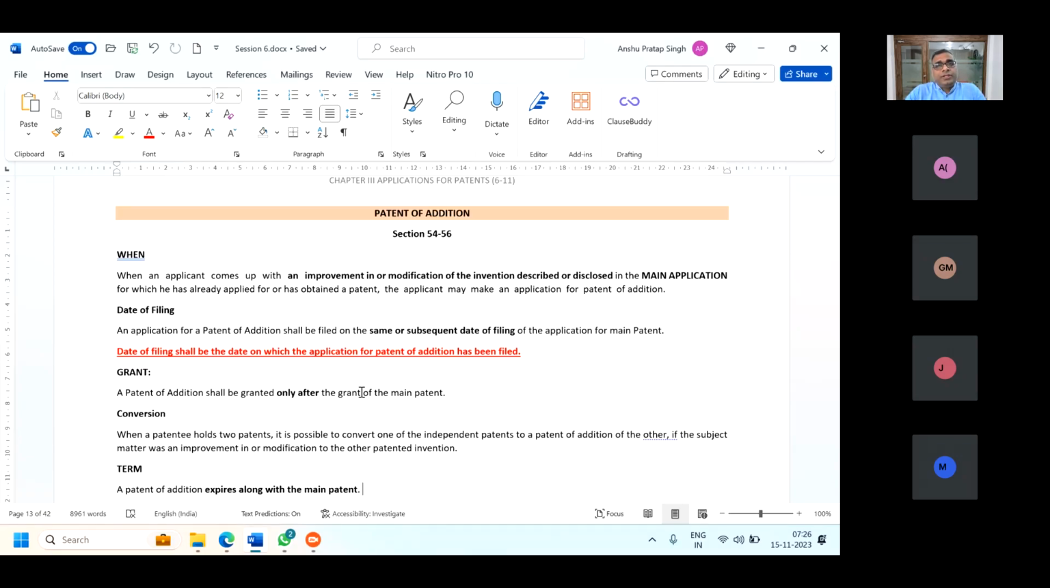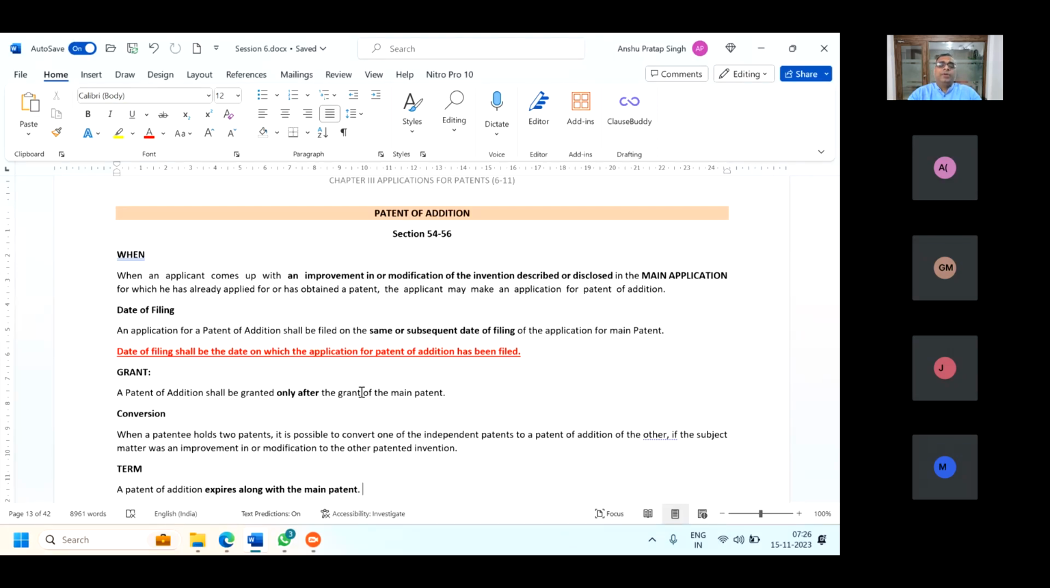Now, I said that in the case of a divisional application, the first mentioned application and divisional application will not be related; they will be prosecuted separately. Here, since it is an improvement of an invention, the patent of addition will be granted only after the grant of the main patent. Once that patent is granted, then only will the patent of addition be granted.